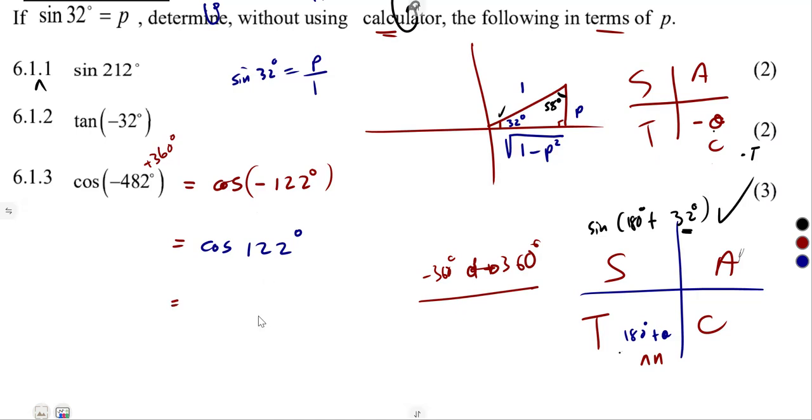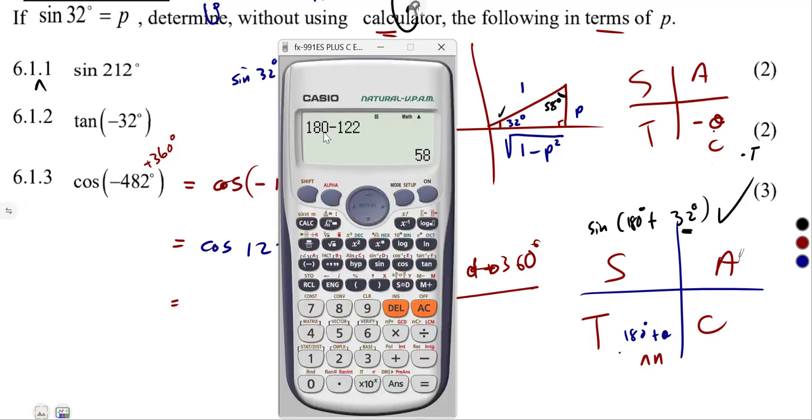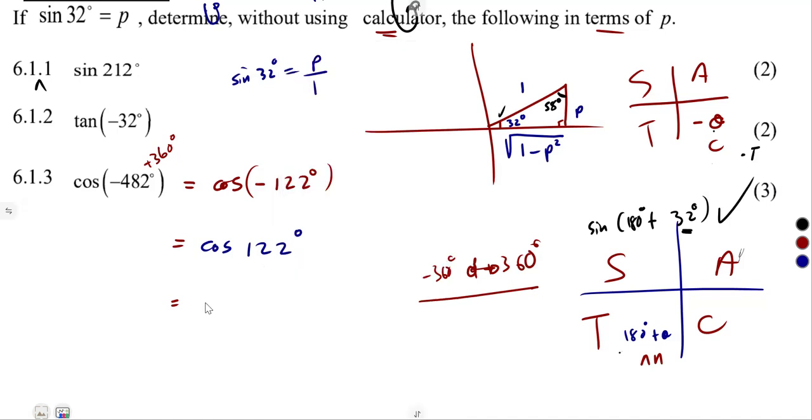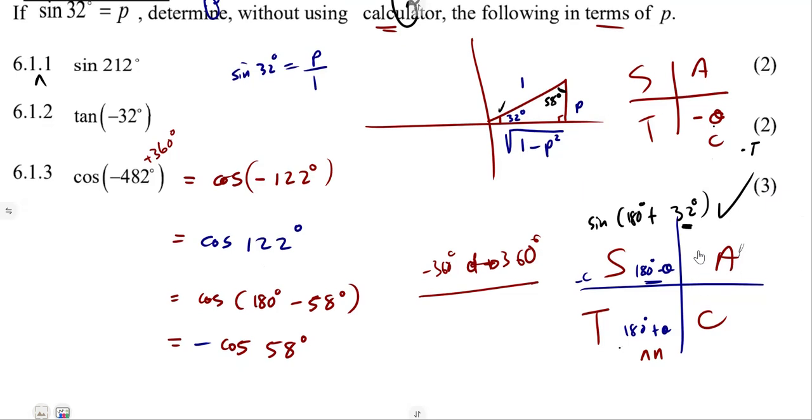But remember, I said cos 122 can be taken from what? 180 minus 58. So that's cos of 180 minus 58. Which quadrant do we have 180 minus theta? The second quadrant, this is 180 minus theta as a positive angle. And that's the quadrant of sine. Cos there is what? Negative. So it is going to be negative cos of 58 degrees. And thus 58 degrees is there on our diagram.